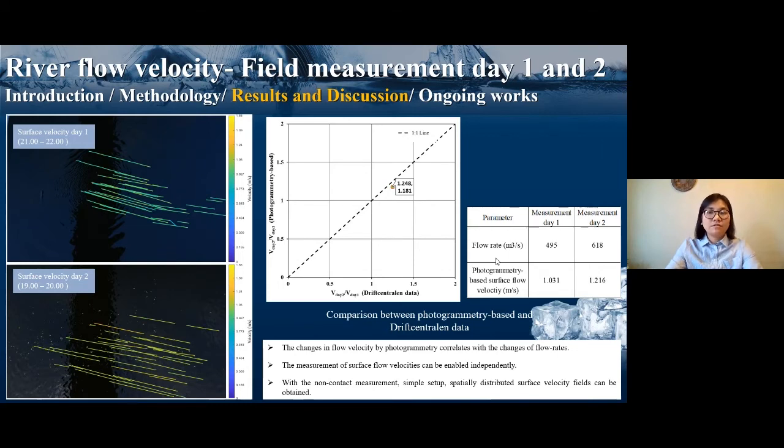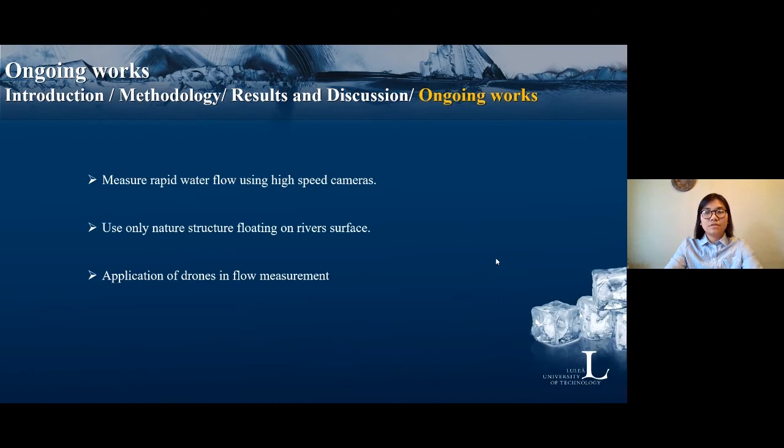And finally, in the ongoing work of this research, we focused on measuring rapid water flow using a high-speed camera, applied to water flow near a spillway and turbulent flow. And we are going to continue with surface velocity measurement without seeding. And then we are going to move on to the application of drones in flow measurement.